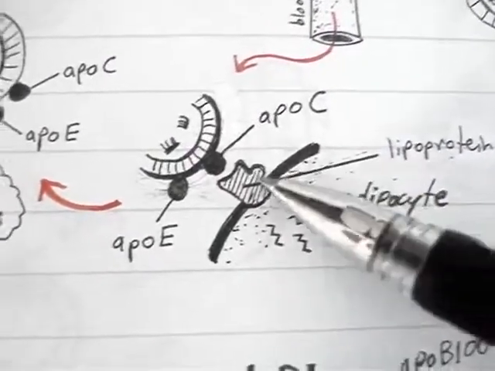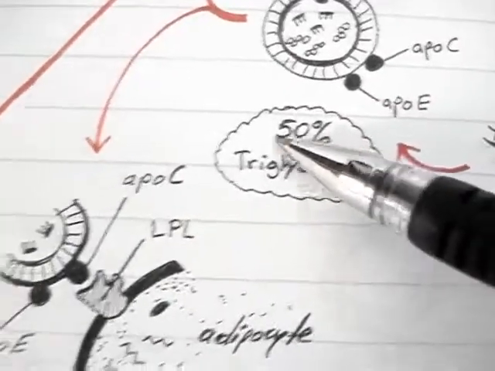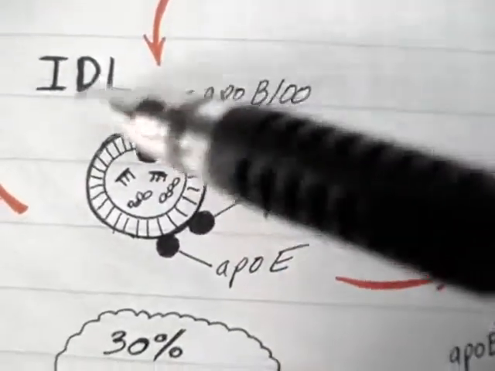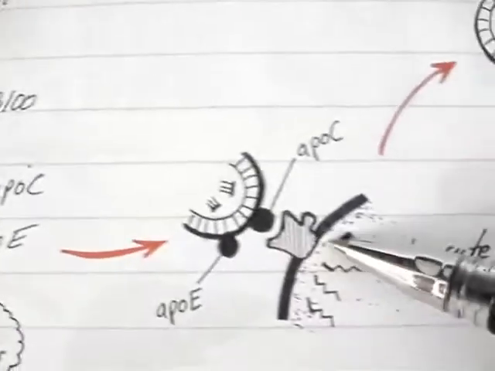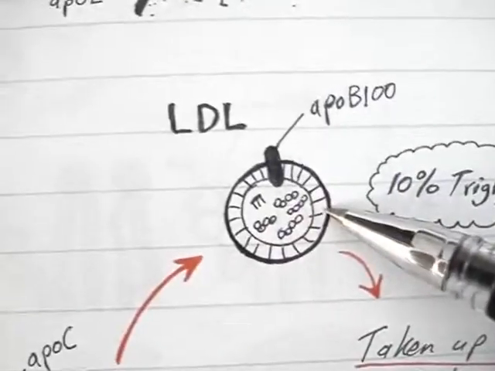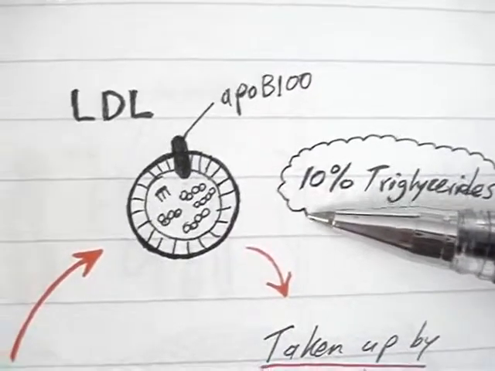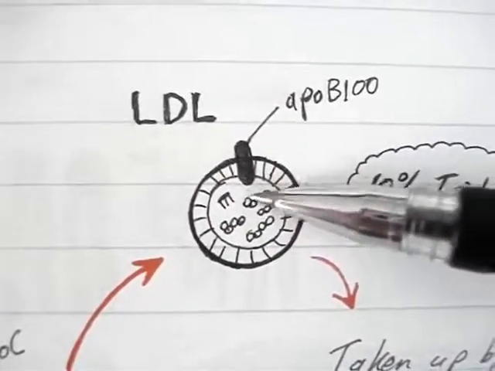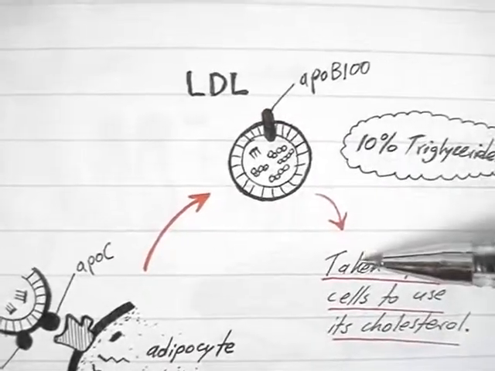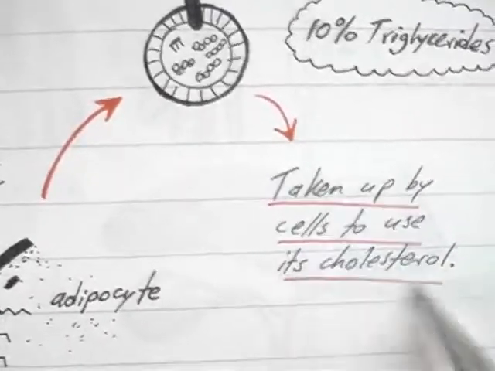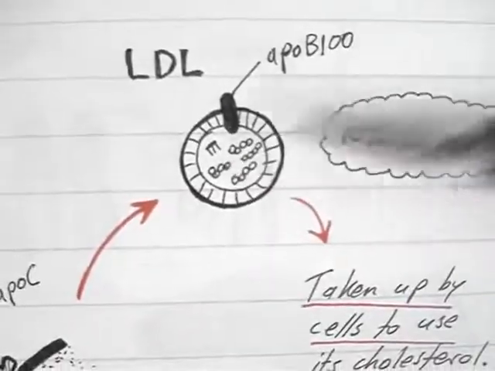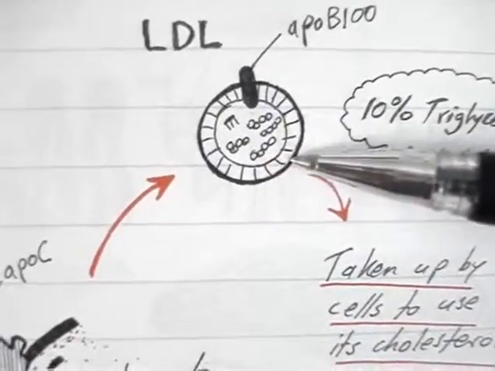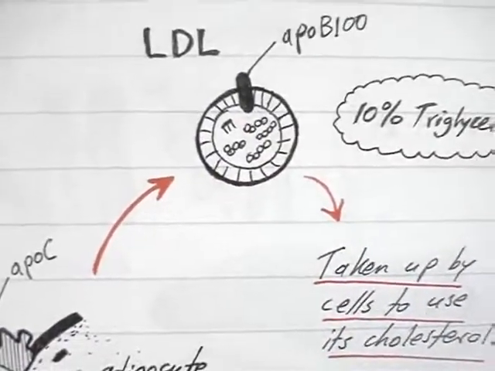But as we saw, as VLDL continued to interact with lipoprotein lipase, its triglyceride levels reduced to 50%, then to 30% IDL, and then IDL's further interaction with lipoprotein lipase forms LDL, only 10% triglycerides. So the level of triglycerides is reduced as you go from VLDL to IDL to LDL, whereas the cholesterol content is increased. LDL is then taken up by the cells in order to use its cholesterol. In other words, you can think of LDL as the major source of cholesterol in the body. So when cells need cholesterol, they're going to take up LDL.